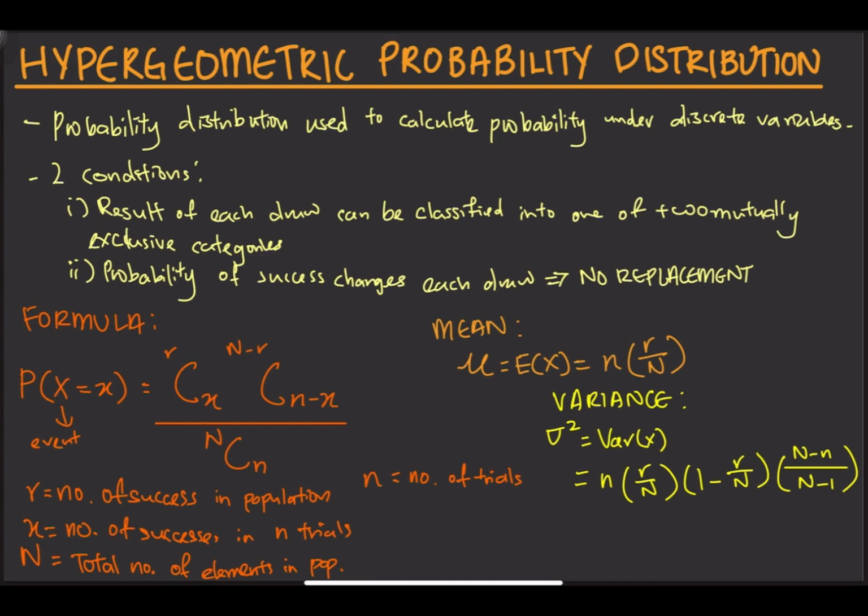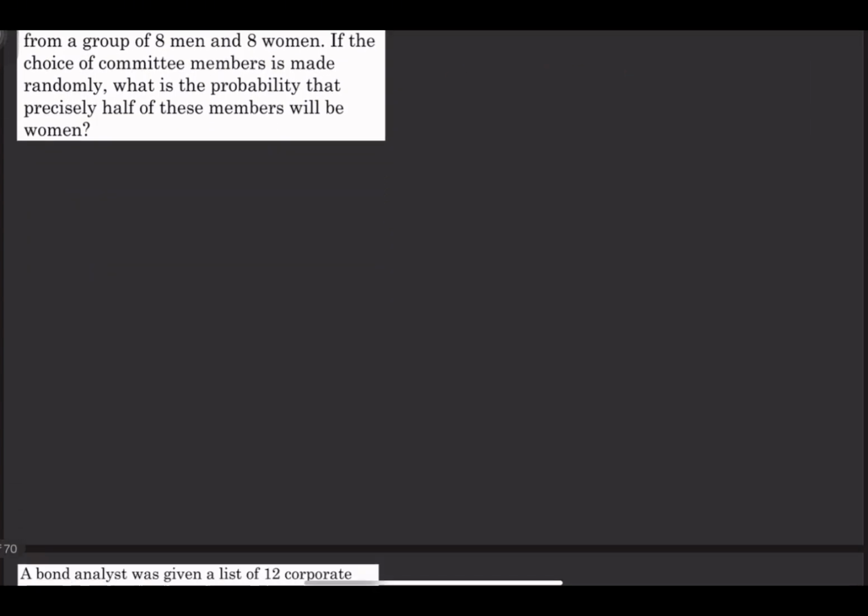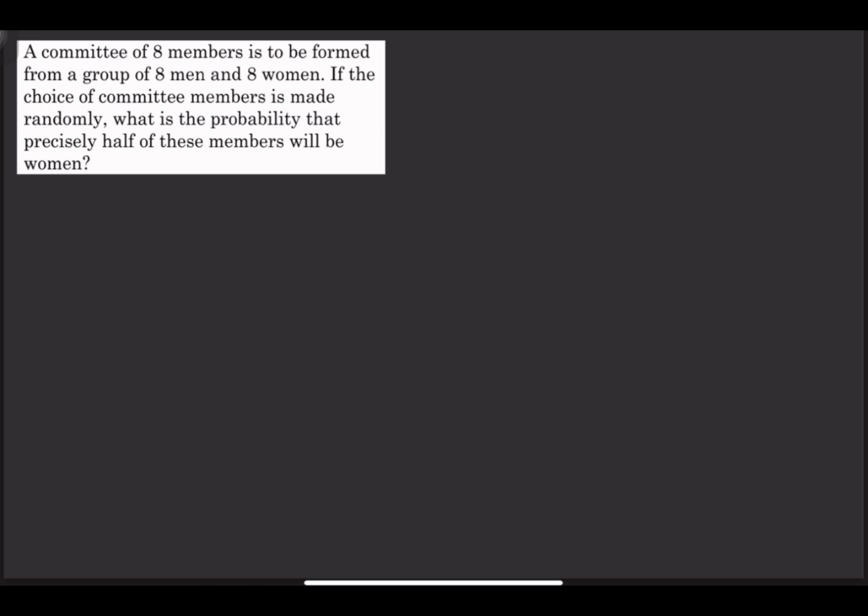Anyways, now let us move on to solving example questions. A committee of 8 members is to be formed from a group of 8 men and 8 women. If the choice of committee members is made randomly, what is the probability that precisely half of these members will be women? Right, so we can start denoting. Remember our formula for the hypergeometric probability distribution: P of X equals x is R choose x times N minus R choose n minus x, divided by N choose n.